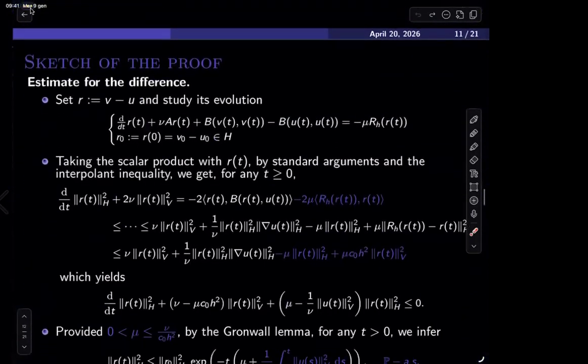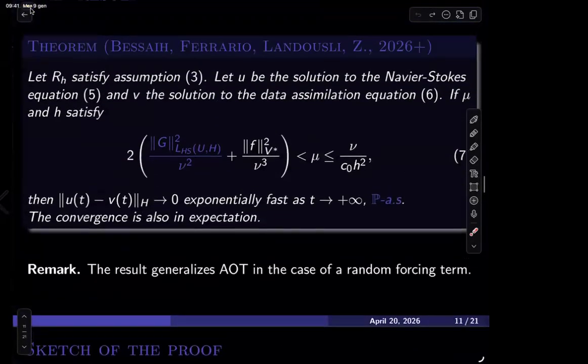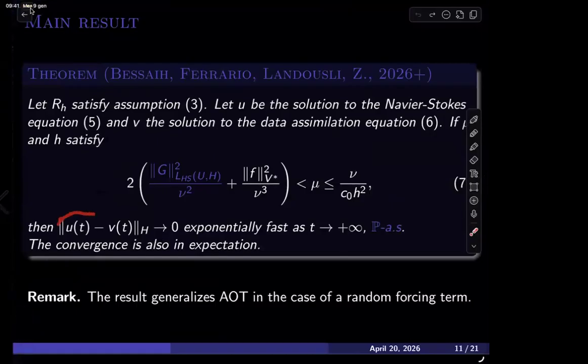What about the proof? I will just briefly give an idea of the proof of this result. So what is the idea? As I said, you want to prove that when time goes to infinity, the solution of the approximating system converges to the solution of the true system. So what you want to study is the evolution in time of the difference between these two solutions, and prove that this goes to zero exponentially fast.